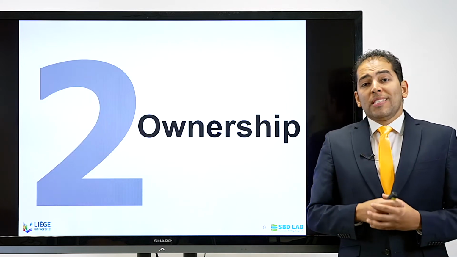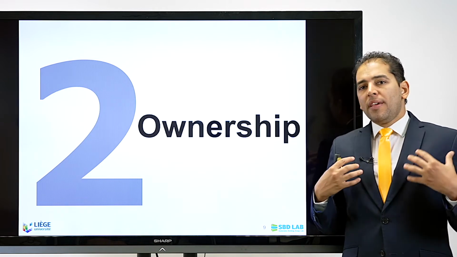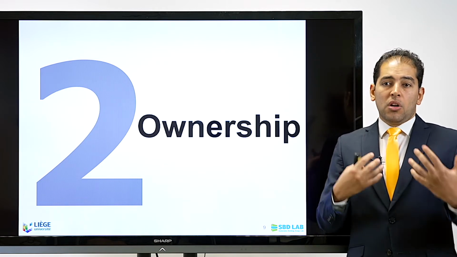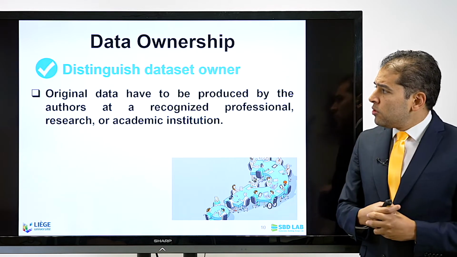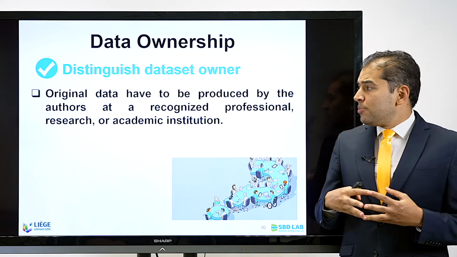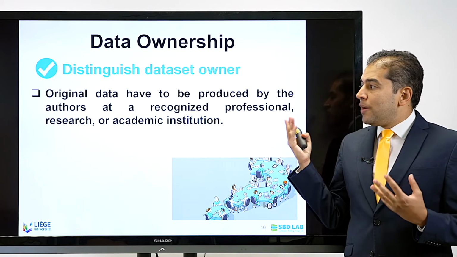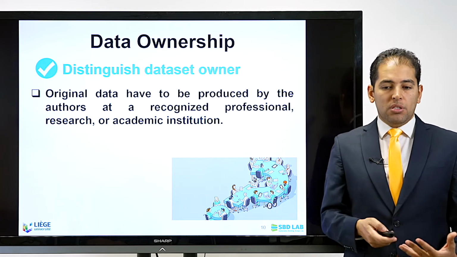Let's go to the second important element of today's presentation, ownership. Before I think about publishing my data set in an article, I must clarify who owns the data. So, I need to distinguish the data ownership because original data have to be produced by the authors at a recognized professional research or academic institution.